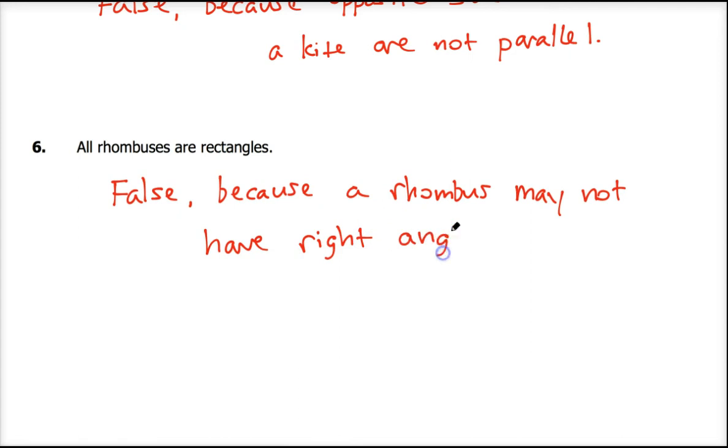Now there are some rhombuses that are rectangles, but that's not what this statement said. It didn't say some rhombuses, it said all. In order for all rhombuses to be rectangles, that means they must all have right angles, and we know there are some that do not.